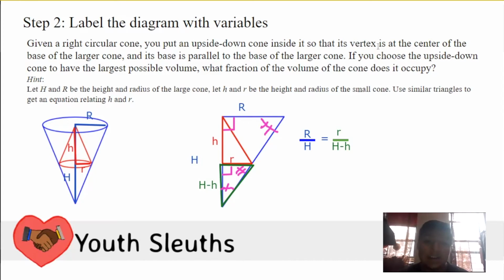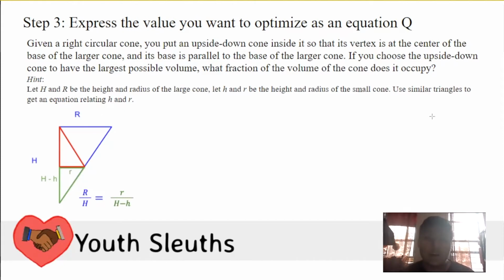So we have big R over big H is proportional to the little r over big H minus small h. So in the next slide, we'll find an equation for the value that we're trying to optimize. So now that we've labeled our variables, we want to find what value we are trying to optimize. If we look at the question, it says we want the largest possible volume for the smaller cone. So what this means is that we are trying to maximize the volume of the smaller cone.